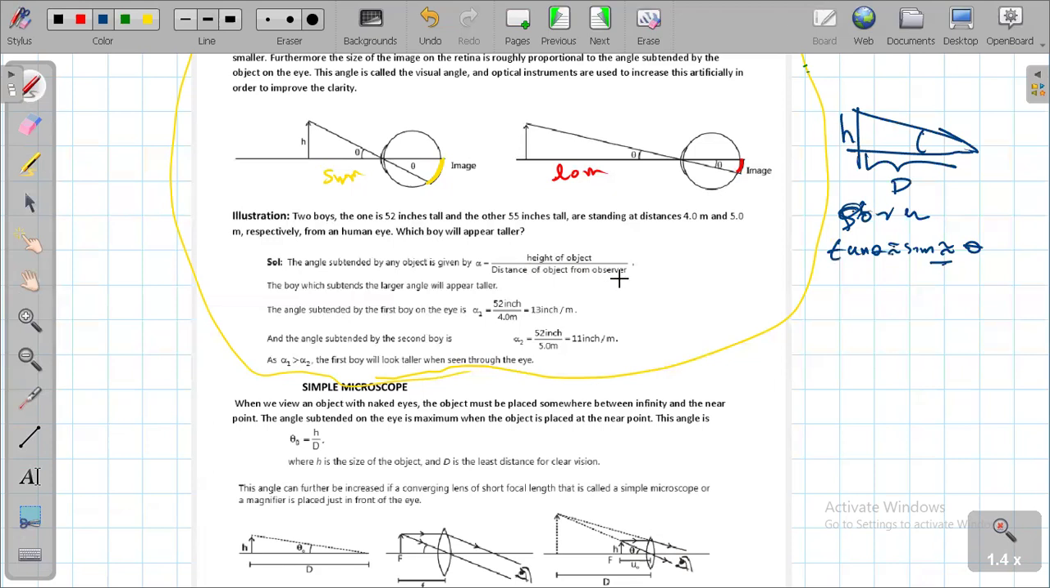So height of the object divided by the distance from the observer. It is like 52 over 4 for the first one. So the ratio is 13 inches per meter. The next guy is 55 over 5, so the answer comes to 11 inches per meter. The first boy looks taller when seen through the eye.